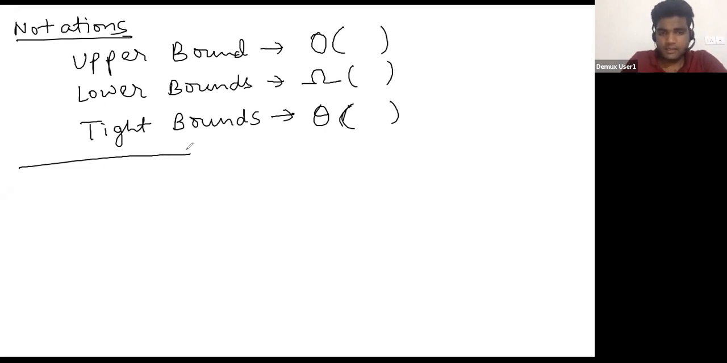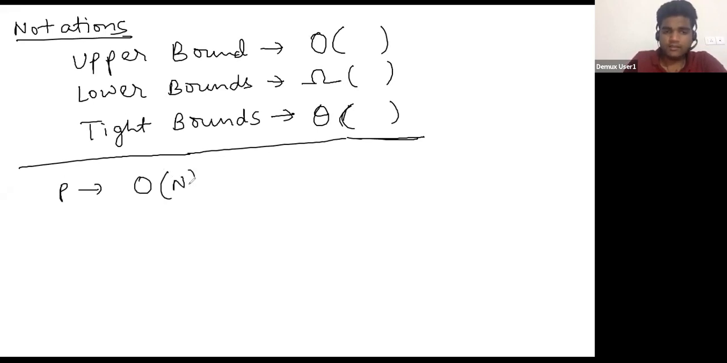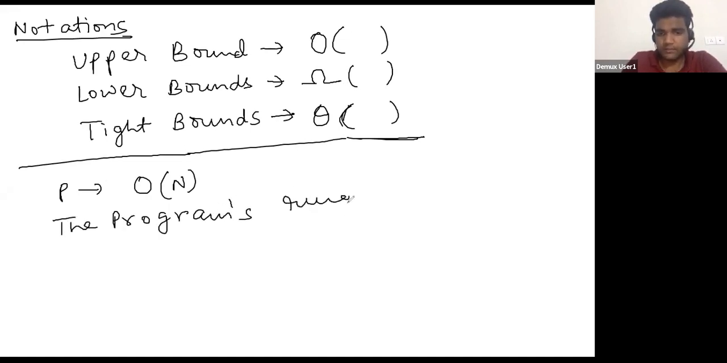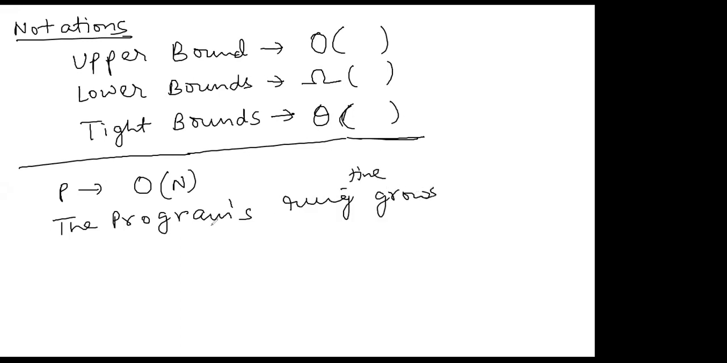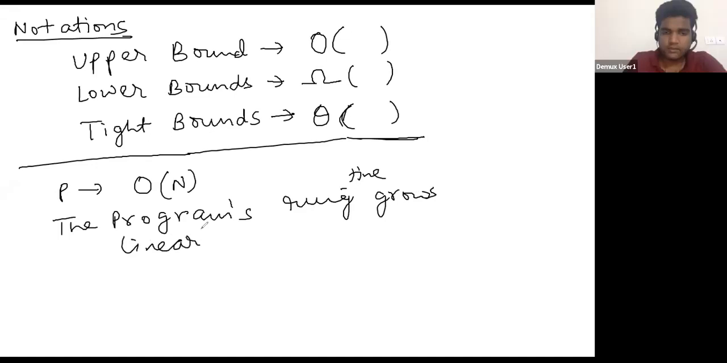I also gave you some examples: if I say that a program is order of n, this basically means that the program's running time grows linearly with the input size.